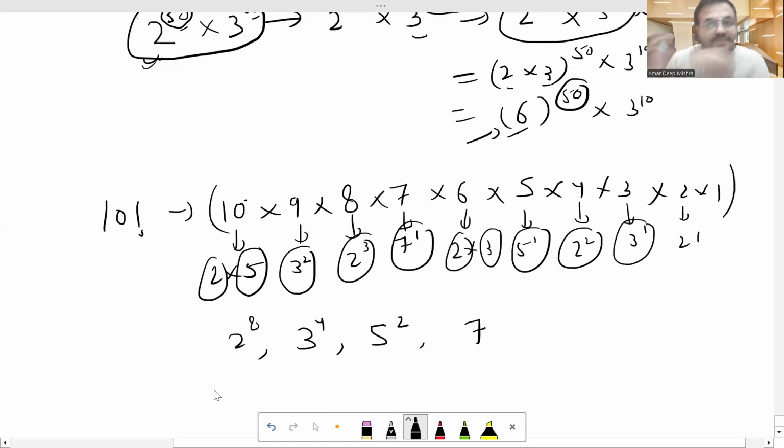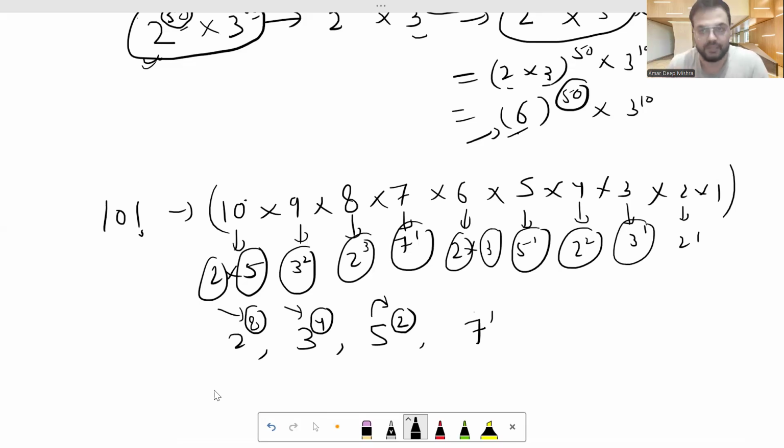So if you observe the pattern here, the power of 2 is maximum. The power of 3 is even lower. The power of 5 gets much lower. And the power of 7 is only 1. So as you move towards the higher prime numbers, their frequency gets lower. Their occurrence gets lower in any factorial.